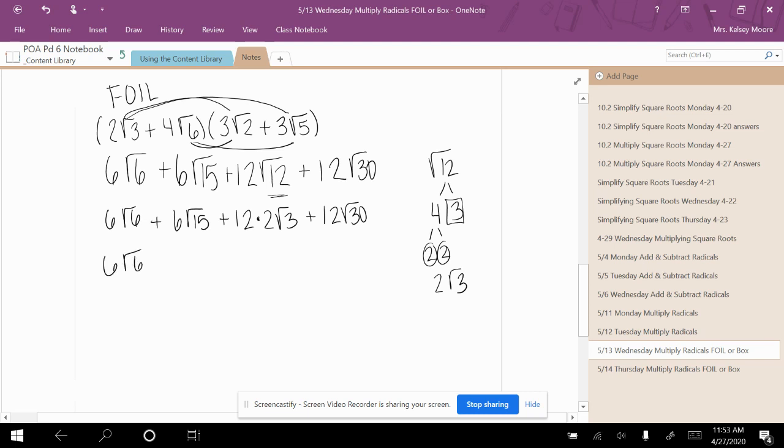Can't do anything else. I'll just rewrite this. Now you can do the 12 times the 2 and get 24 square root of 3 plus 12 square root of 30. Since there is nothing else to combine together, there are no like terms, nothing can simplify down. That is your correct answer.